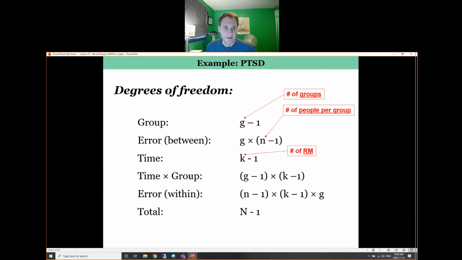Whatever factor is repeated is our number of repeated measurements, K minus 1. The time by group interaction is just the product of those two degrees of freedom. So G minus 1, which is our group degrees of freedom, and K minus 1, which is our repeated measures degrees of freedom, and it's just the product of those. The error term is that product times the number of groups, and as always, our total degrees of freedom is our total number of observations, represented by an uppercase N, minus 1.